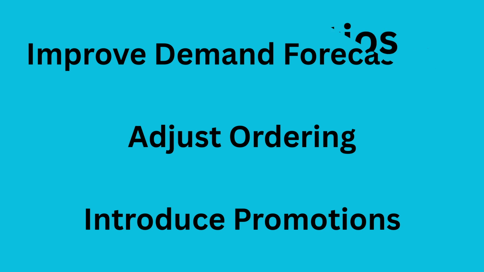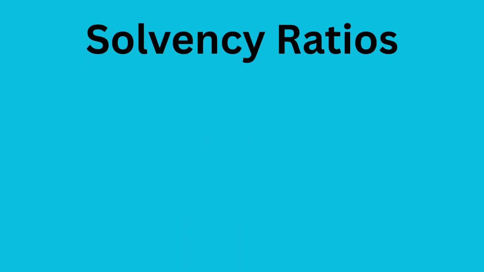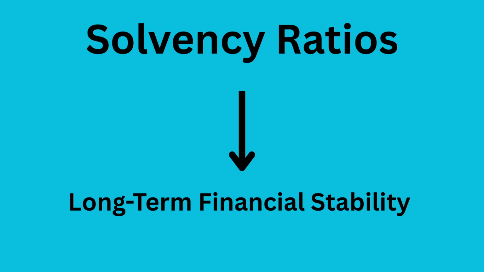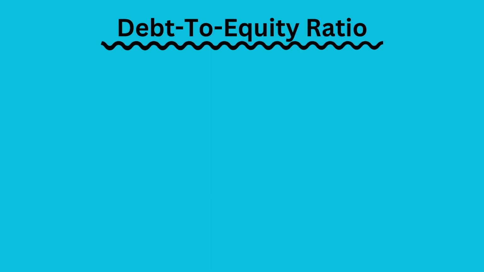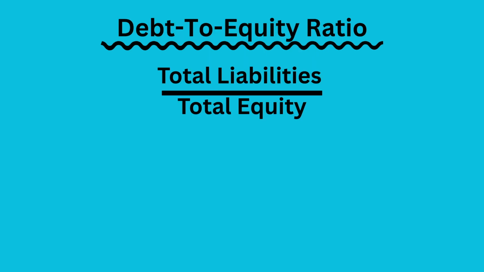Now, let's talk about solvency ratios. While liquidity ratios focus on the short term, solvency ratios help you understand your business's long-term financial stability. The debt to equity ratio compares your total debt to your equity, giving you insight into how much of your business is financed by borrowing versus your own funds. A lower ratio generally signals a healthier balance and less financial risk.